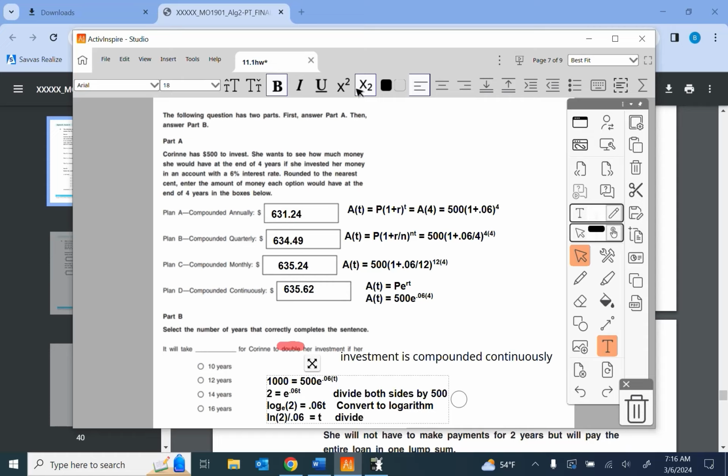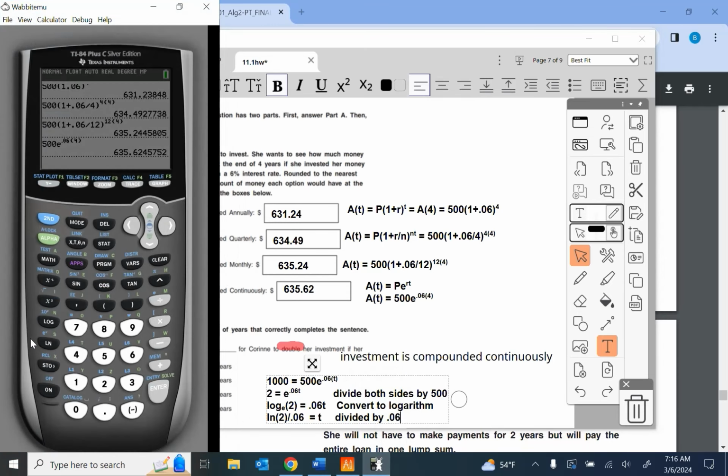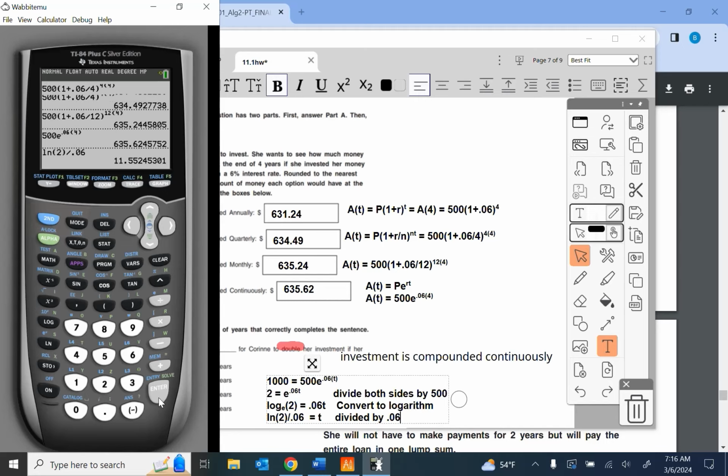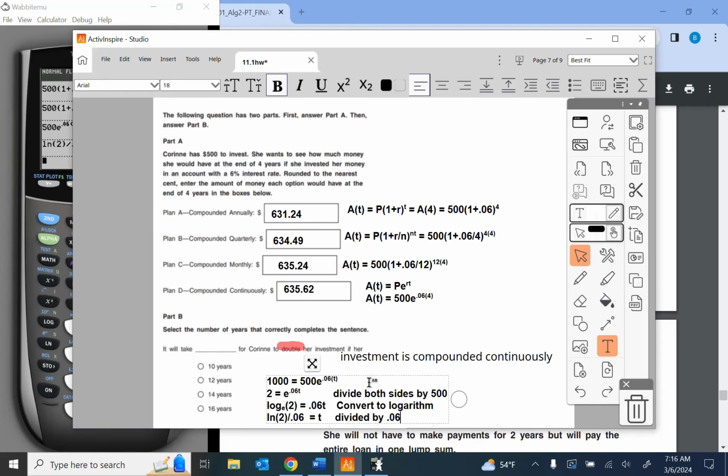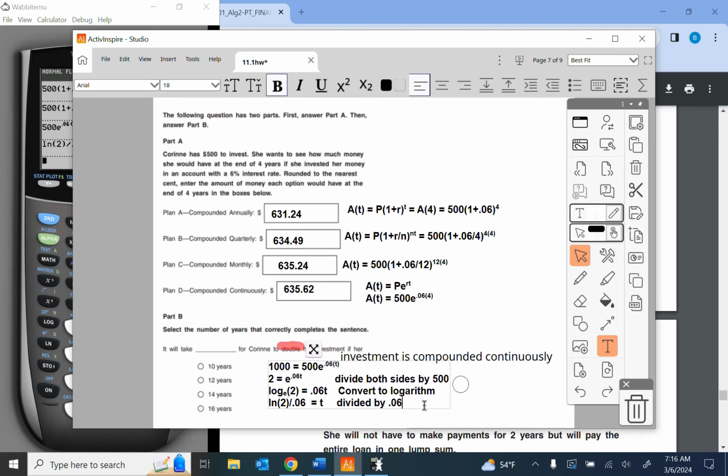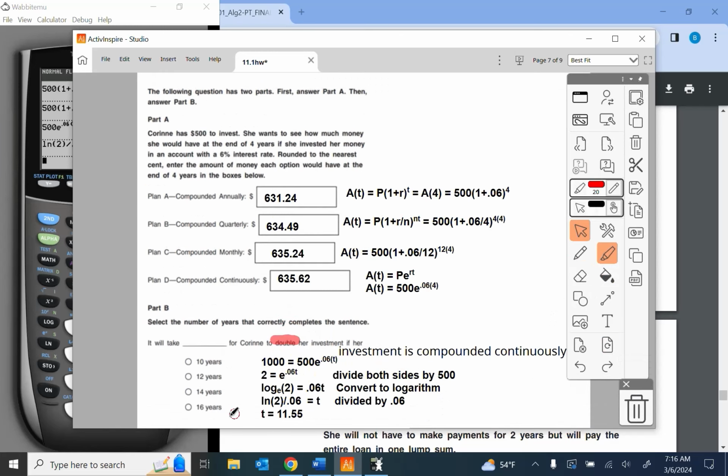So I divided by 0.06. That's all I did. I think next year I'm going to make kids write out their justification. Yours was the first group of kids I've ever had who just really couldn't do basic algebra. I don't know if that's a foreshadowing of things to come or not. But anyways, it takes about 11.55 years. So t equals 11.55, and the closest thing up there is going to be 12.